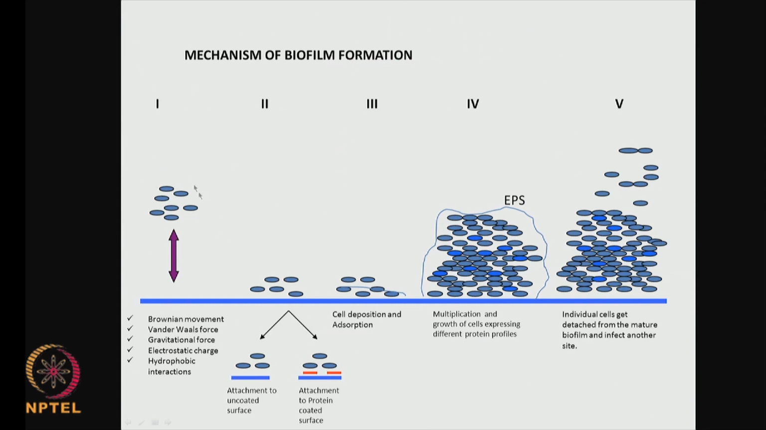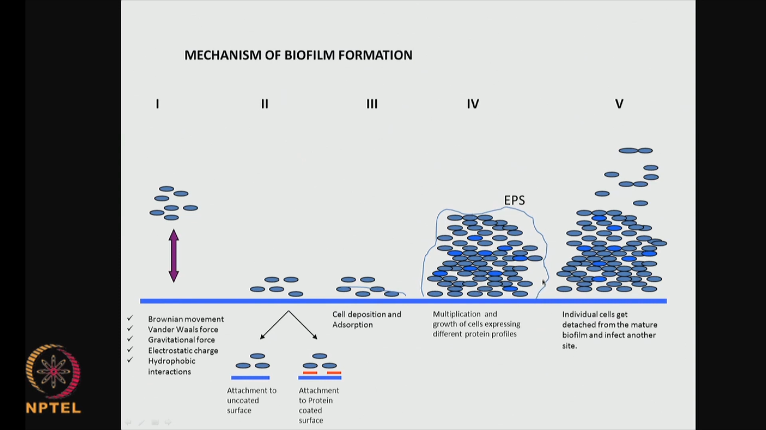So, initially bacteria are in Brownian motion, moving around freely in the planktonic form. They start getting attached because of non-bonded interactions like van der Waals forces, gravitational forces, electrostatic forces, hydrophobic interactions, hydrogen bonds, and so on. They attach either on an uncoated surface, or there could already be a protein layer formed on which these bacteria can attach. So, either on uncoated or on a protein-coated surface. The cells deposit, get adsorbed, and slowly they multiply.